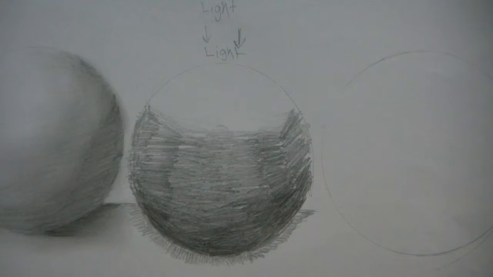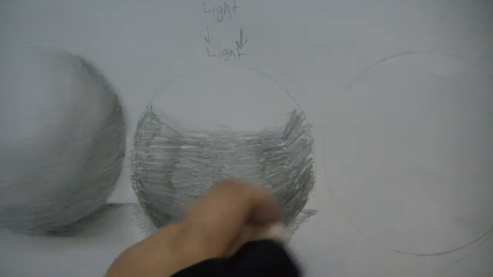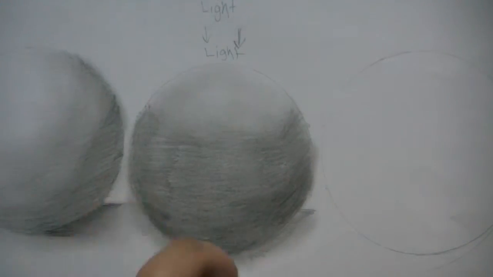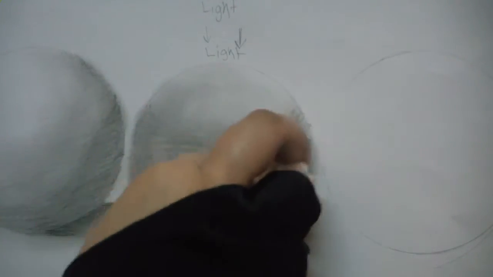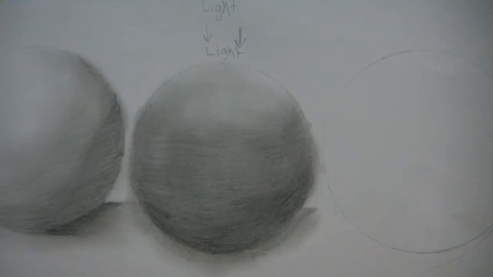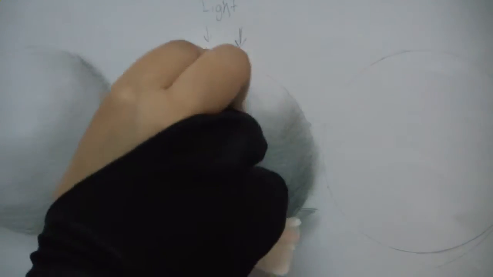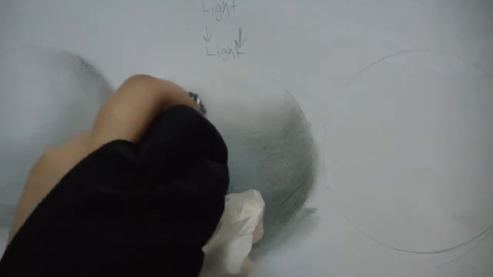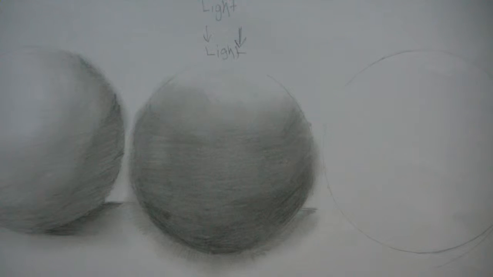Now we will use a mix between smudging all the area nicely. Use the eraser to emphasize the light source and then smudge around it.